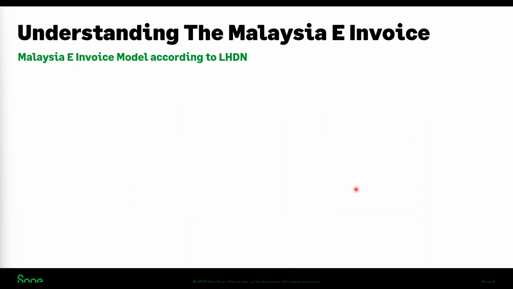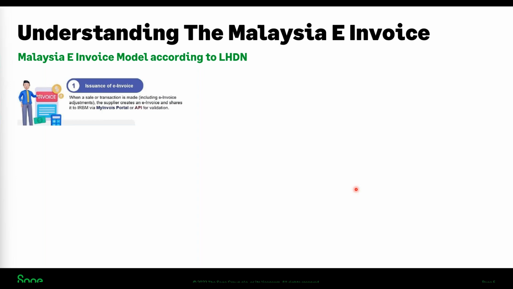Now, the Malaysia e-invoice model according to LHDN. Some of you probably haven't seen this one, so we want to share how the model works. First, you need to issue an e-invoice. You can use either the MyInvois portal or the API. API means an integration between your Sage, for example Sage X3, and the LHDN server itself.